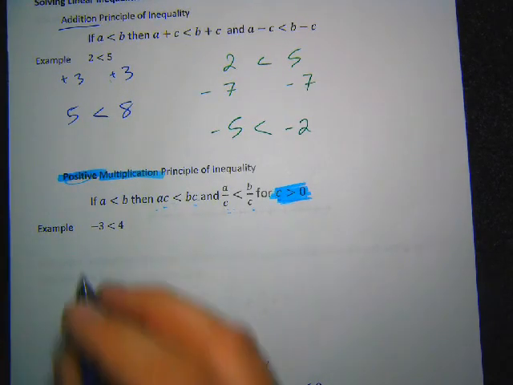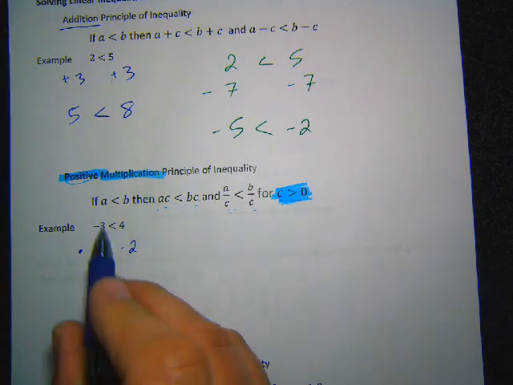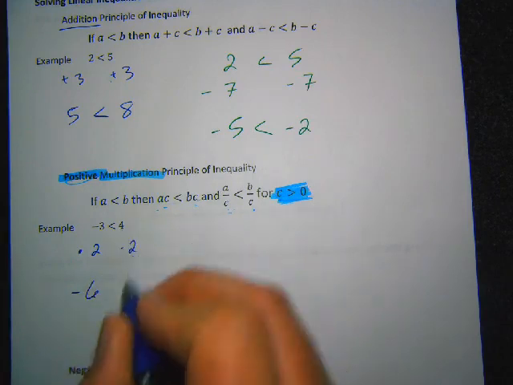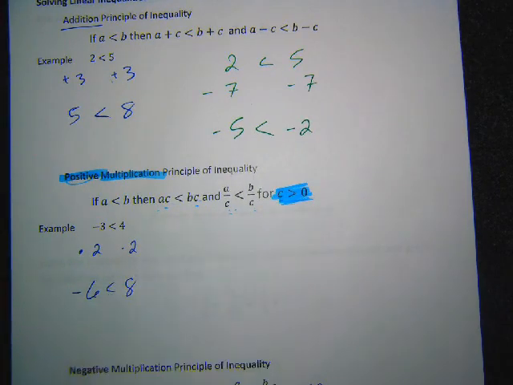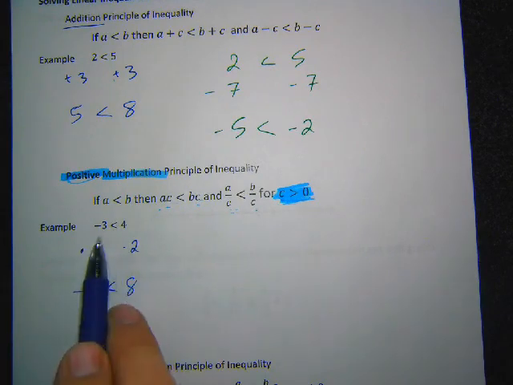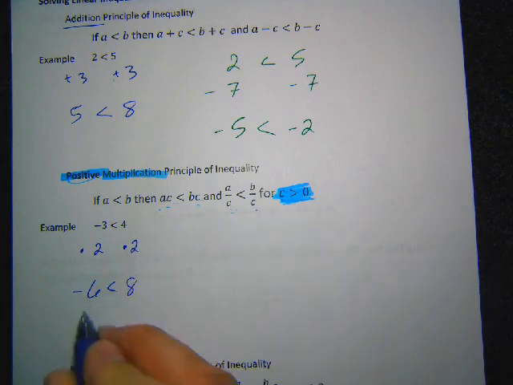So for example, here I'm going to multiply both sides times 2. Negative 3 times 2, 4 times 2. 2 times 3 is 6, and a negative times a positive is a negative. 4 times 2 is 8. And guess what? Negative 6 is still less than 8. Big surprise, right? But we said that that's the rule. If you multiply both sides by a positive, it's going to hold. The inequality will stay the same.